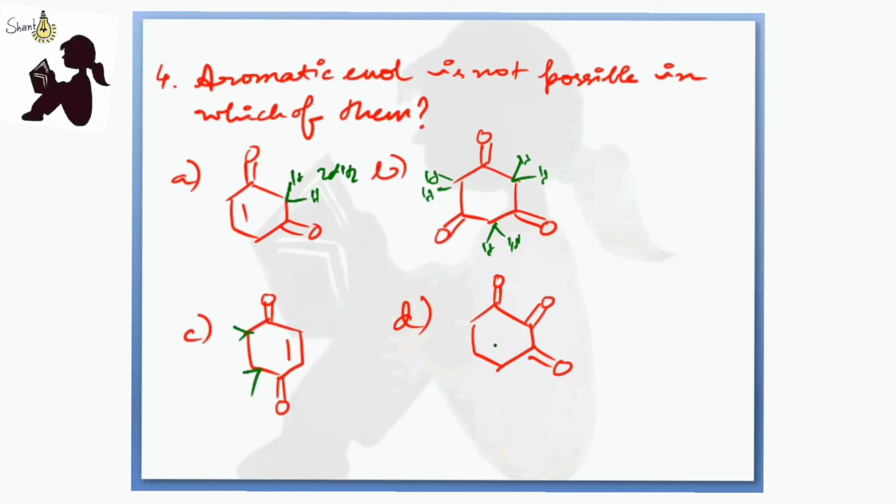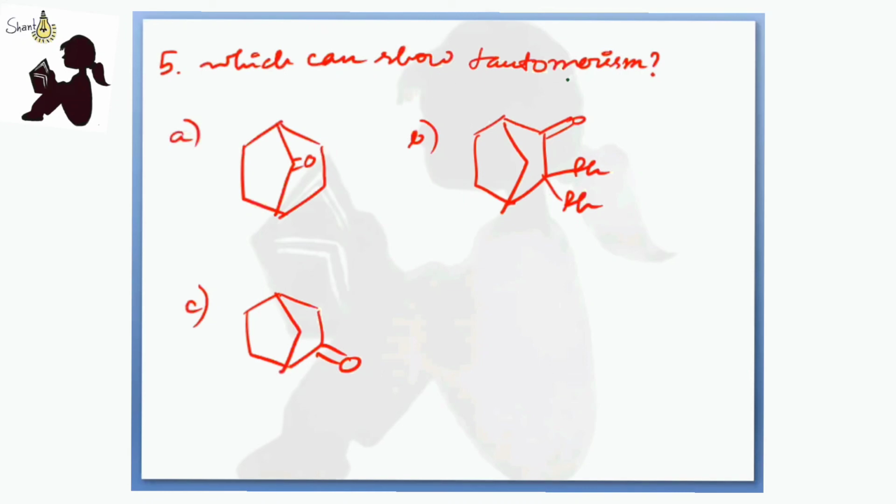But here, as you can see, there is alpha H2 here, we can see it. But if you just notice, this ketone functional group has neighboring ketone functional groups, right? So when the alpha H2 goes here, this cancels it out, and it can't form aromatic enol. So this will be our option here, that this molecule can't be forming aromatic enol. Okay, so let's see the last question, which can show tautomerism.